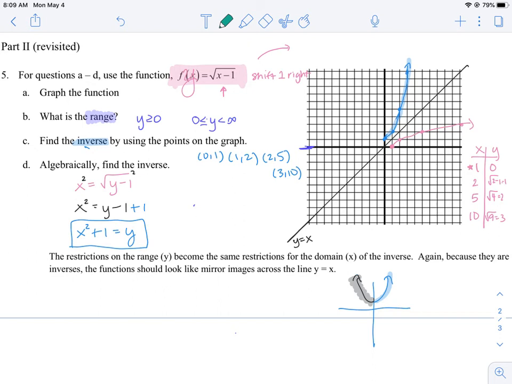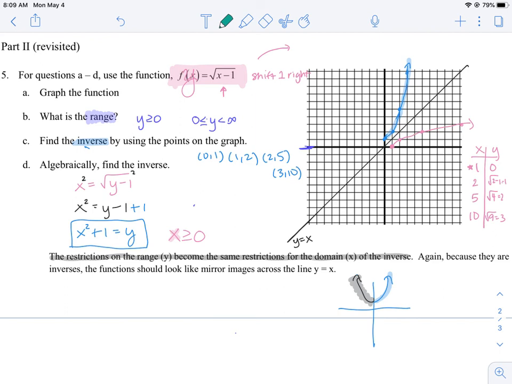And that's where the restrictions on the range become the same restrictions for the domain. This is the answer with a but. Y equals x squared plus 1, but only for x is greater than or equal to 0. Just like we switch the x and y, you're going to take the range and you're going to replace it with an x for the domain. So this becomes the final answer.